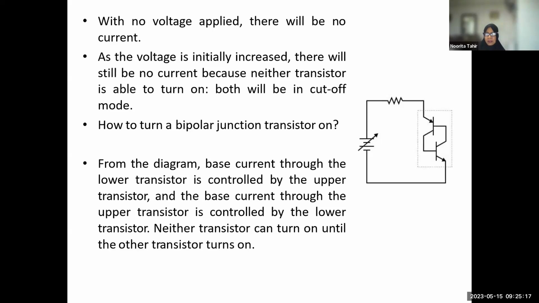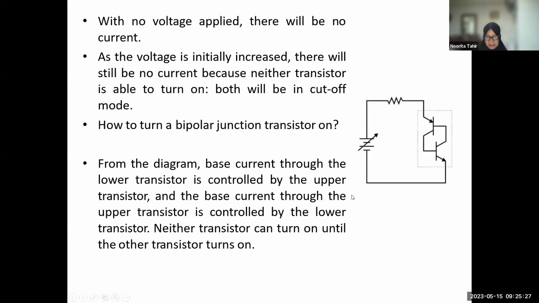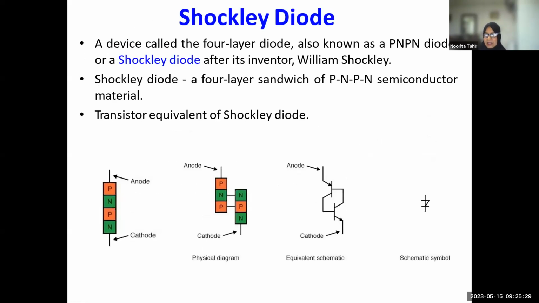So if 2 transistors are connected, like we have seen here, it's like 2 transistors connected. What happens is it forms a Shockley diode, and each one will conduct if sufficient voltage is applied by the battery between the anode and the cathode, to cause one of them to enter breakdown and further activate.